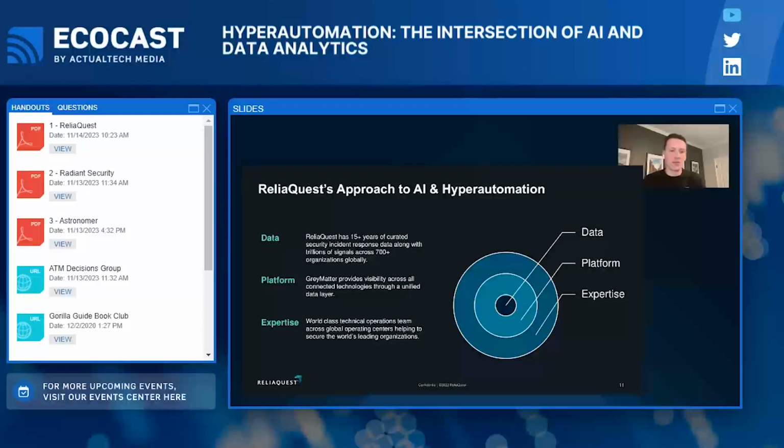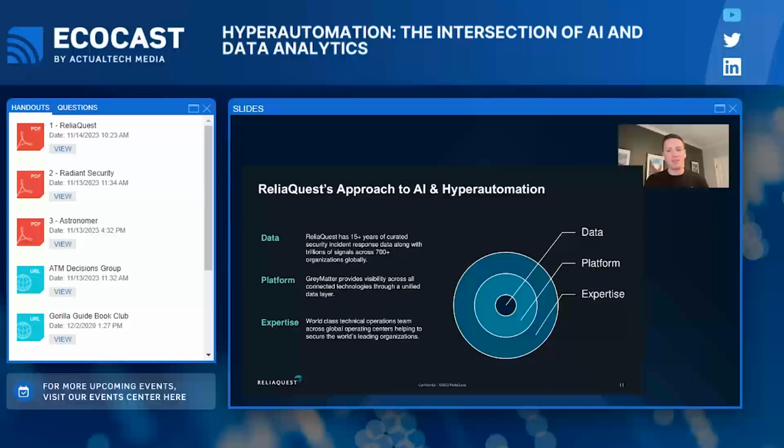The second component here is platform. So the platform that we use called Gray Matter Security Operations Platform provides the much needed visibility across all of the customer's connected technologies. So the tool sprawl that I talked about previously, as organizations look to increase their visibility, they'll add in additional tools, technologies. Gray Matter is providing the unified data layer there and able to bring that all together in a way that can then be actioned on.